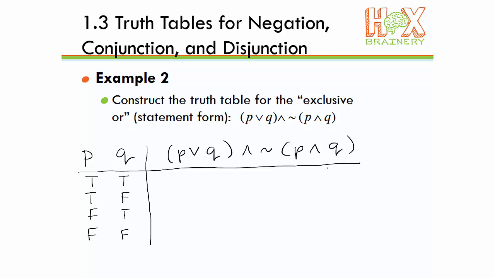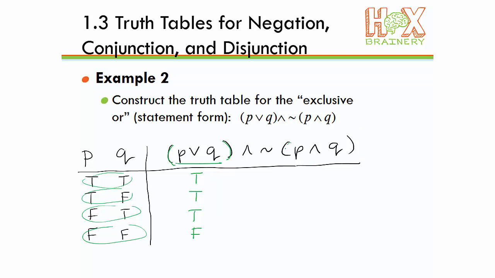And then using our order of operations, we've got a couple sets of parentheses that we're going to have to work on first. All right, so I'm going to take care of this part here, this set of parentheses. So we've got the disjunction between P and Q here. So it's going to be true or true is true. True or false, true. False or true, true. False or false, that's false. All right, so those are the truth values for the disjunction.